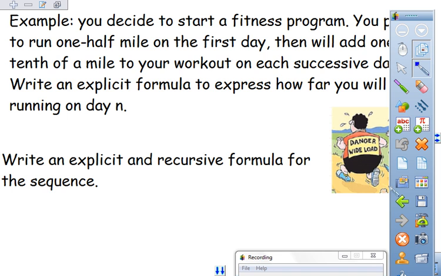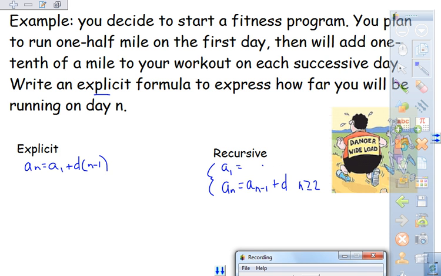Let's do one more. You decide to start a fitness program. You plan to run 1/2 mile on your first day. Then you will add 1/10 of a mile to your workout on each successive day. Write an explicit formula to express how far you will be running on day n. So we're going to do explicit and recursive. So here's how I'm going to organize it. Let's do explicit first, because that's what we're working on today. So the first time we run, we're going to run 1/2 of a mile. And then every day we're going to add 1/10 of a mile.